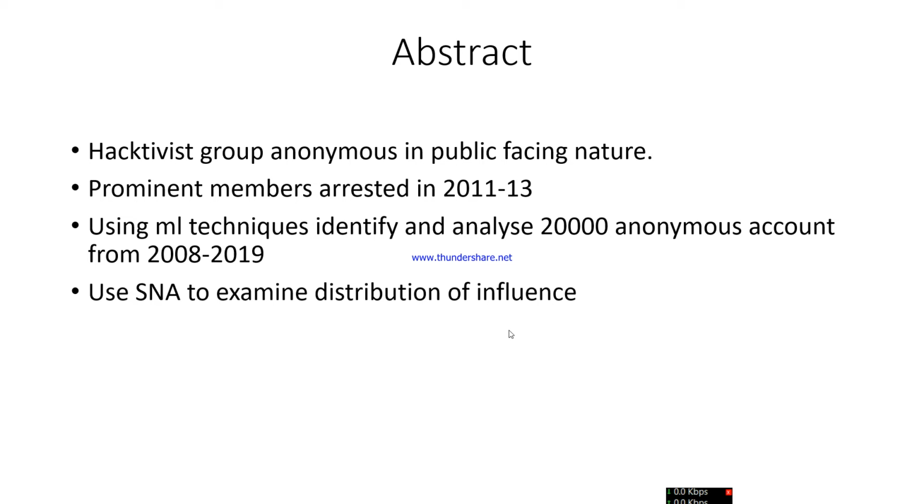So basically, in the period 2011-13, a few prominent or influential members were arrested. After that there was a drastic change, and anonymous accounts were reduced. We used some ML techniques to identify and analyze around 20,000 anonymous accounts from 2008 to 2019, but this paper focuses only on 6 accounts. We also removed one account because of Twitter's terms and conditions, and we used social network analysis to examine the distribution of influence, meaning how the most influential anonymous accounts are distributed over the networks.